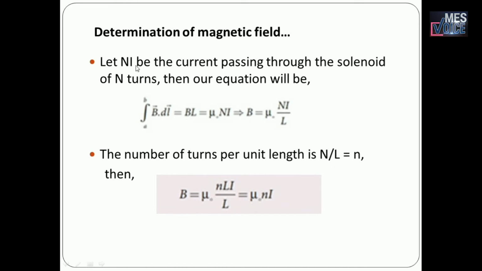Now, let I be the current passing through the solenoid of N turns, then our equation will be integral A to B B dot dl is equal to BL, which is equal to the right hand side of Ampere's circuital equation, that is mu0 into N into I. Equating these two equations, we get B is equal to mu0 into N into I divided by L. Now the number of turns per unit length is denoted as small n, which is equal to capital N by capital L. Then B is equal to mu0 into n into I. This is the equation for magnetic field at a point inside the solenoid.